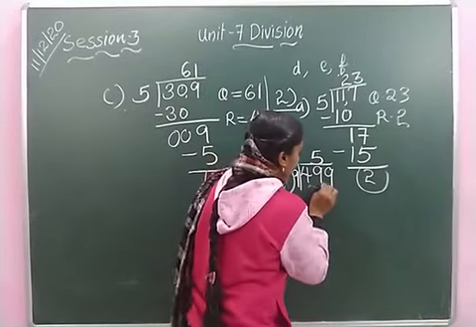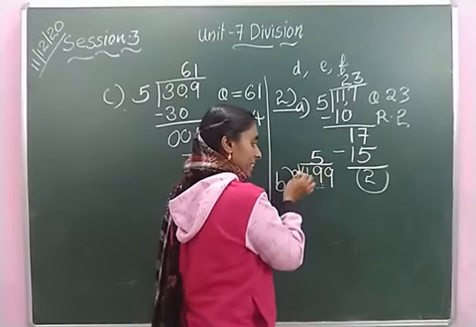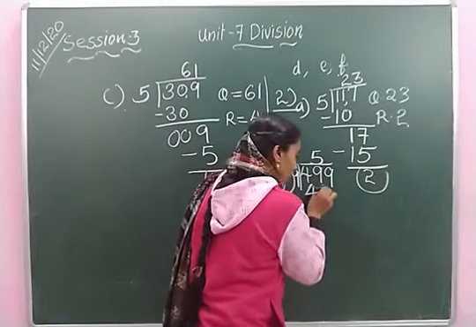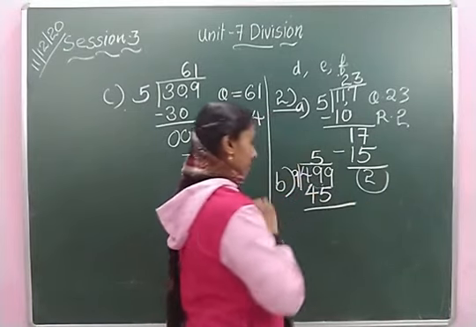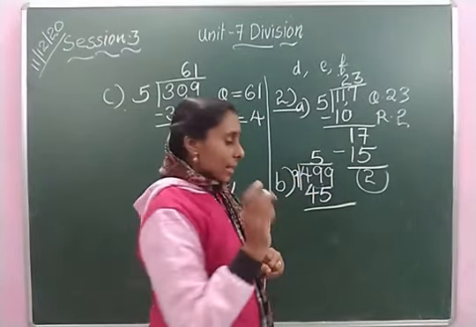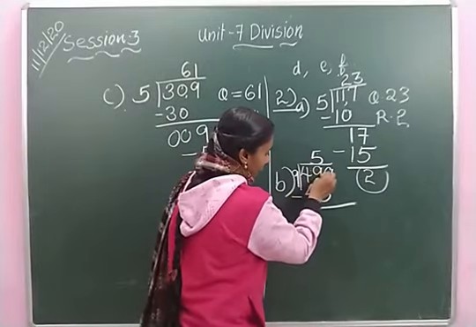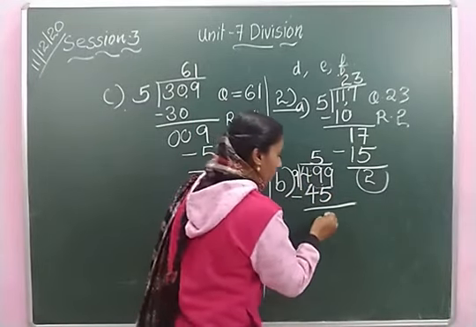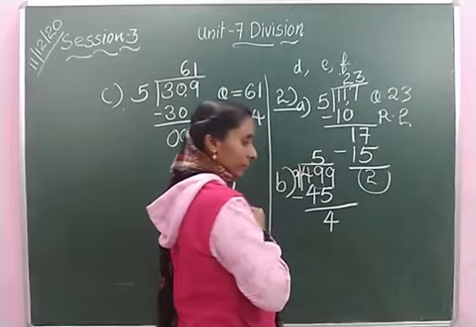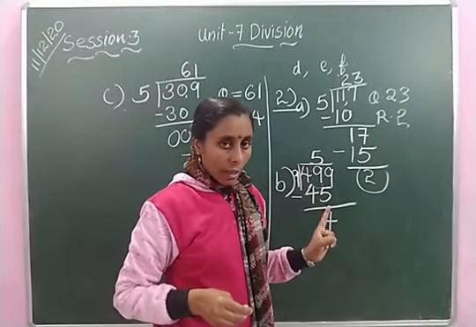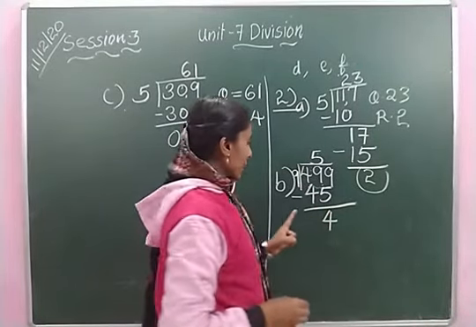Because we consider these 2 numbers. 9 5s are 45. Then next step, subtraction. 49 minus 45, 4. Is the division over? No, division is not yet over.